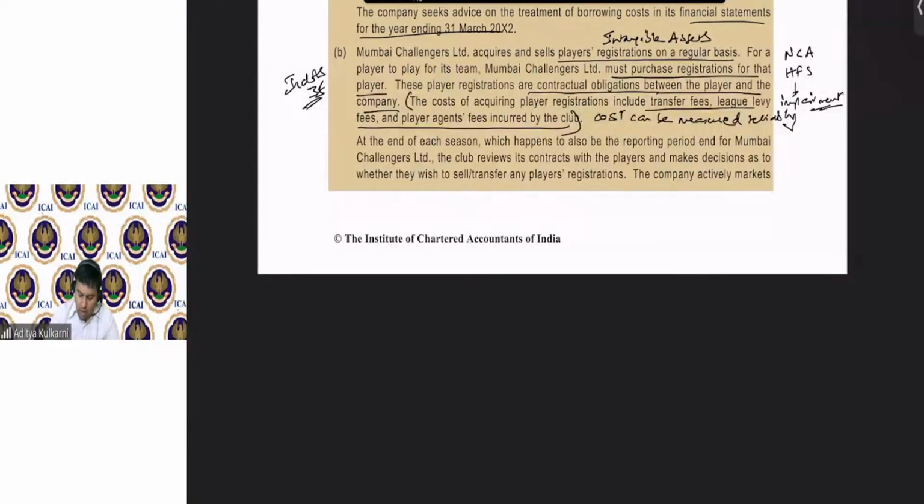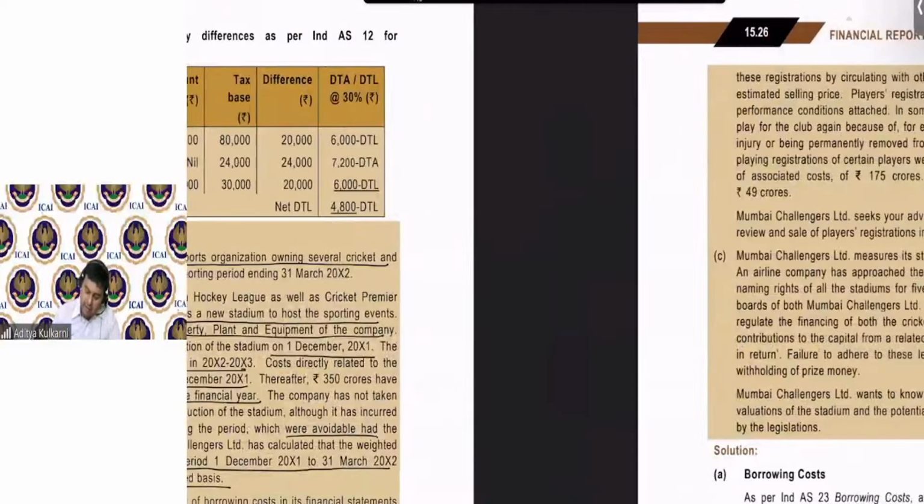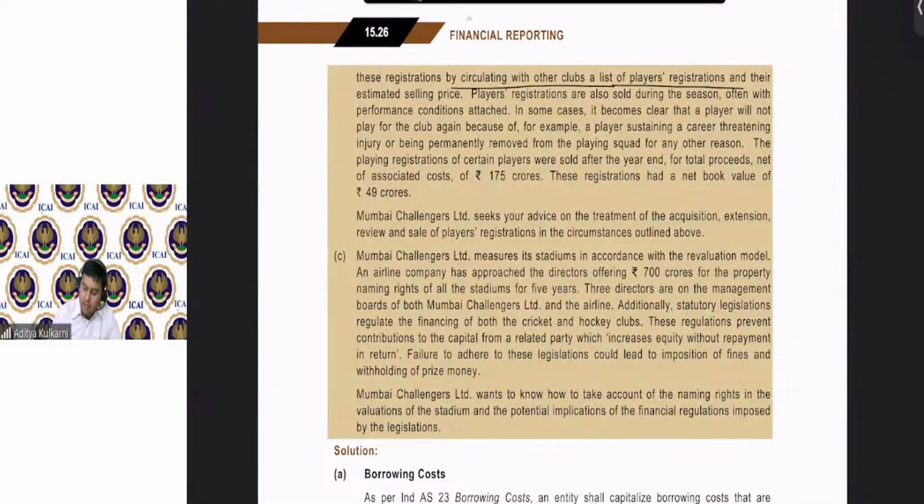Coming next, Mumbai Challengers acquires and sells players' registrations on a regular basis. Okay, so this part we have read. At the end of each season, which also happens to be the reporting period end for Mumbai Challengers, the club reviews its contracts with the players and makes decisions as to whether they wish to sell or transfer any players' registrations. The company actively markets these registrations by circulating with other clubs a list of players' registrations and their estimated selling price. Actively markets means Ind AS 105.